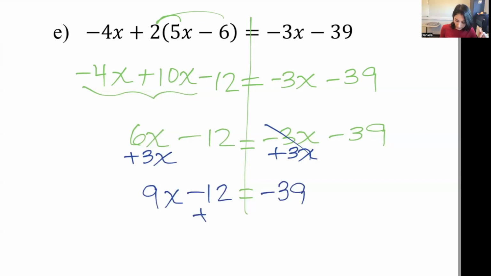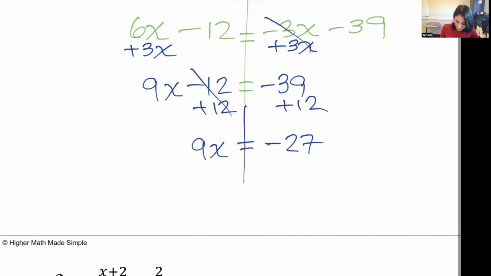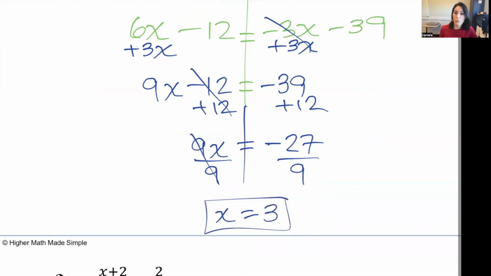Last but not least, we have to get the whole numbers next to each other. So we have 9 times x is equal to, so we're technically subtracting there with opposite signs, and 39 is bigger, so I know that it's going to be a negative number. Only one more thing to do. Divide both sides by 9, which is opposite of multiplying, and we do get x equals negative 3 as our final answer.